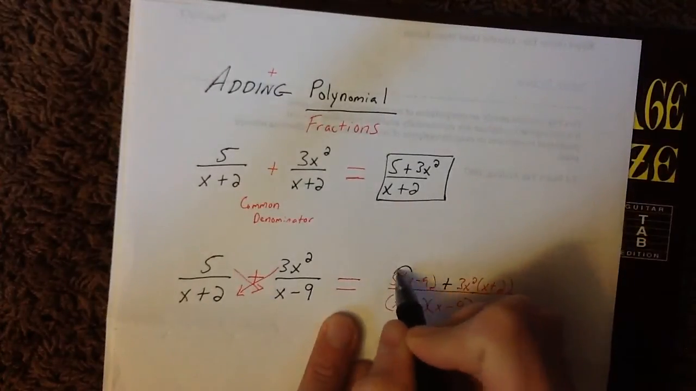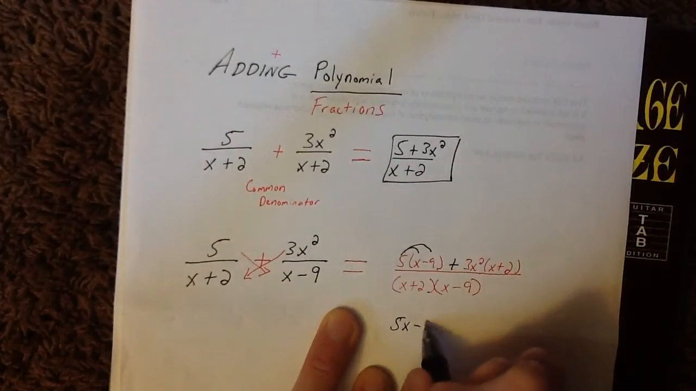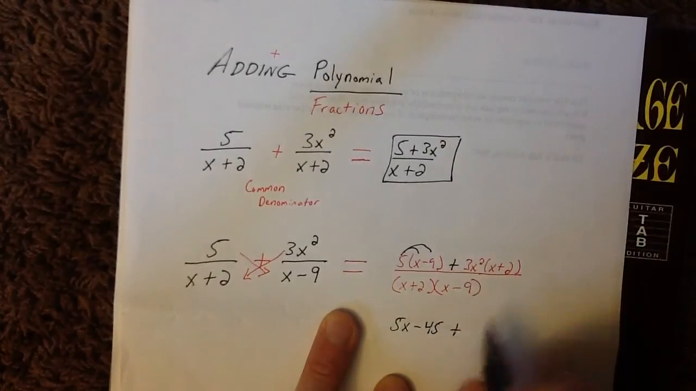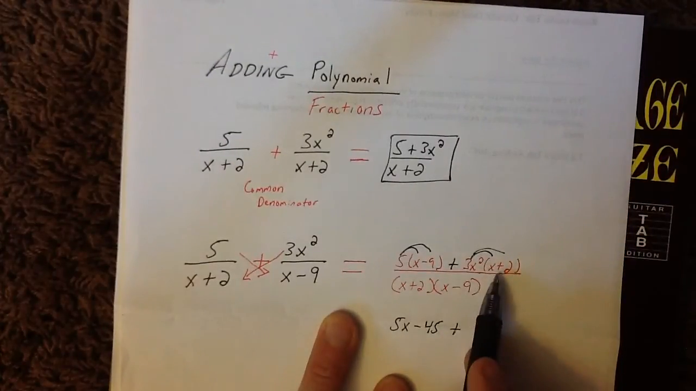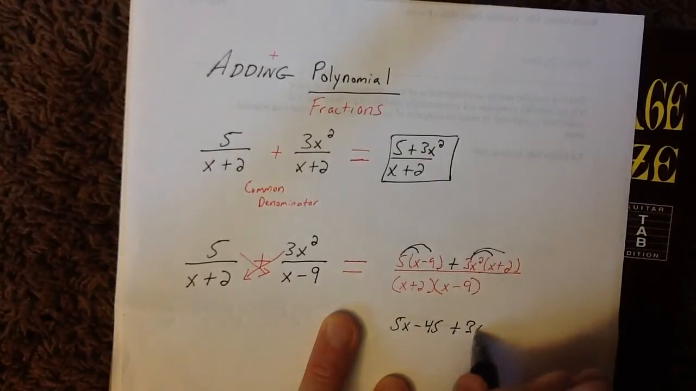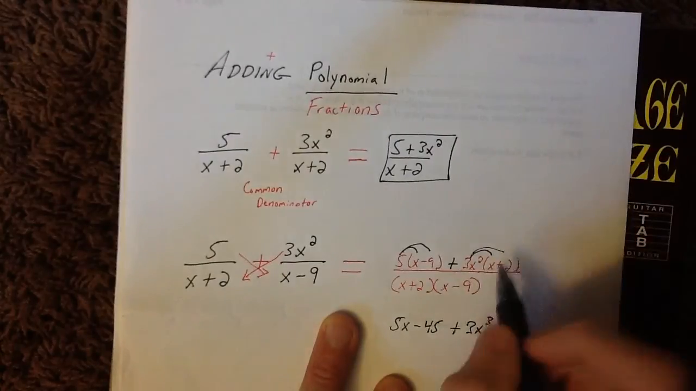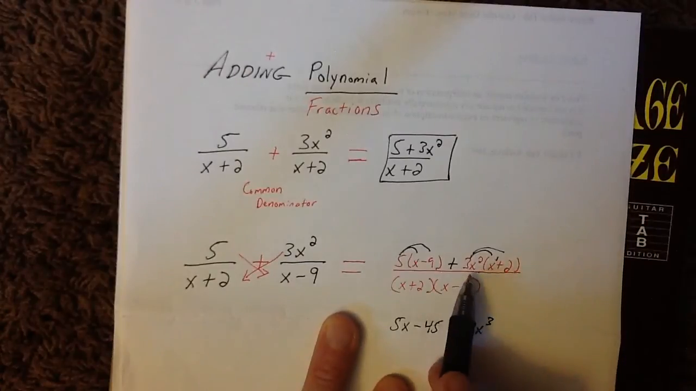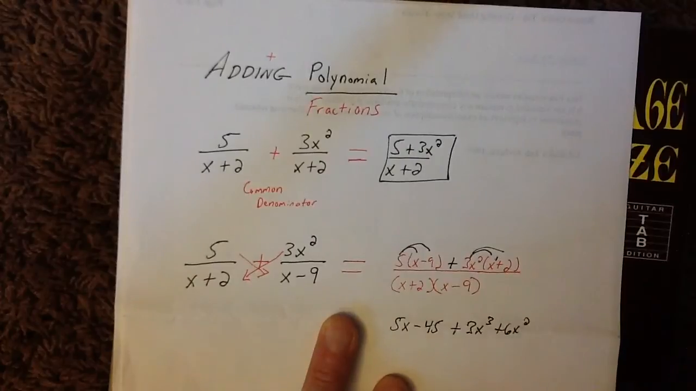So if 5 multiplies what's in the parentheses behind it, we shall end up with 5x minus 45. Plus symbol, and now distribute again on the top with the second one. 3x squared times an x would give you 3x to the third power. Why third power? Because 2 and 1 make 3. Whenever you multiply, exponents add. 3x squared then multiplies the positive 2, and you will get a positive 6x squared.